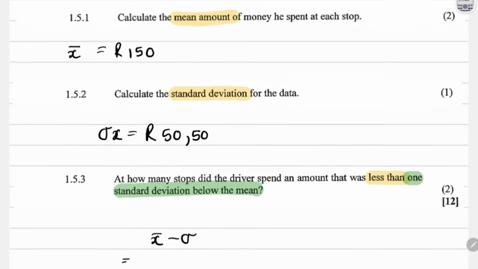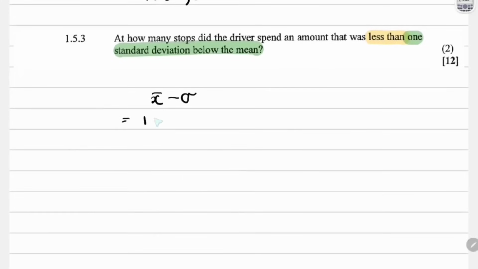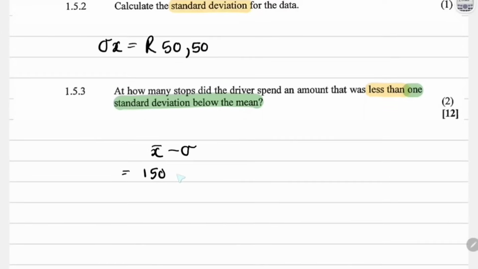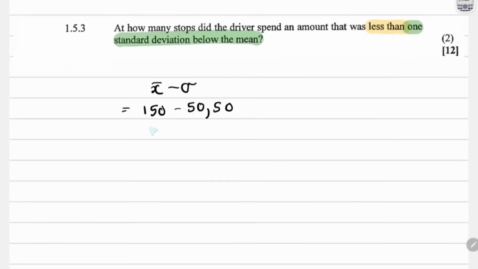So that's going to be, our mean is 150 and our standard deviation is 50.50. So, well, 150 minus 50 is already 100 Rand, and then 100 Rand minus 50 cents is 99 Rand 50 cents. You can also do the calculation on your calculator. It won't affect your data. So that covers this part that speaks about 1 standard deviation below the mean.